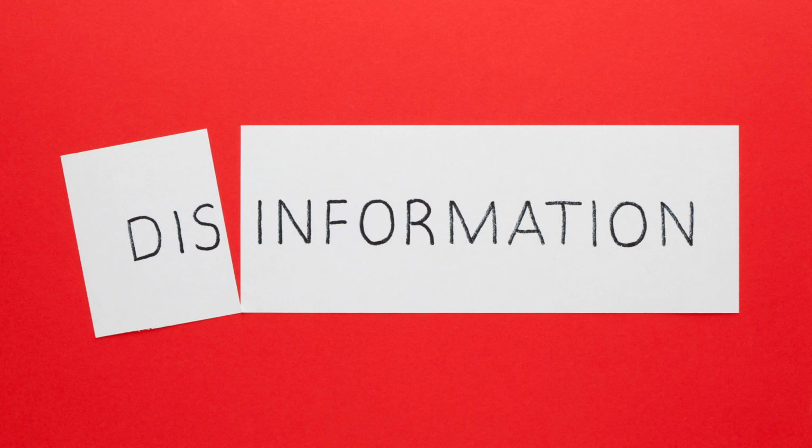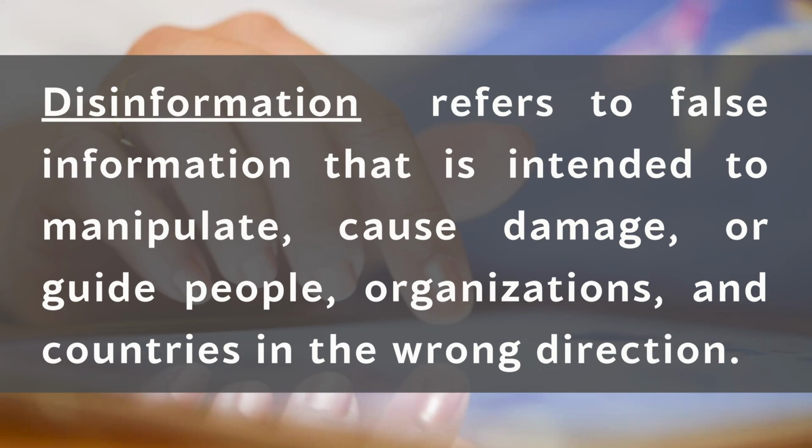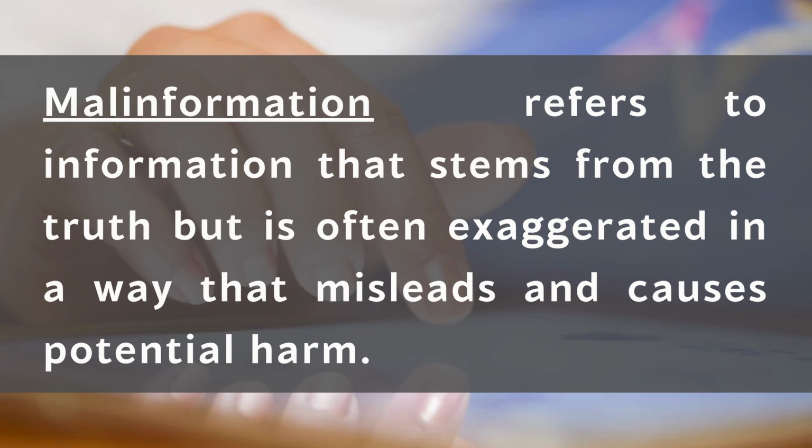Disinformation, on the other hand, refers to false information that is intended to manipulate, cause damage, or guide people, organizations, and countries in the wrong direction. And malinformation refers to information that stems from the truth but is often exaggerated in a way that misleads and causes potential harm. So, what is the harm of spreading false news?